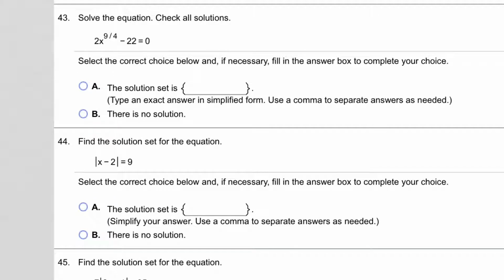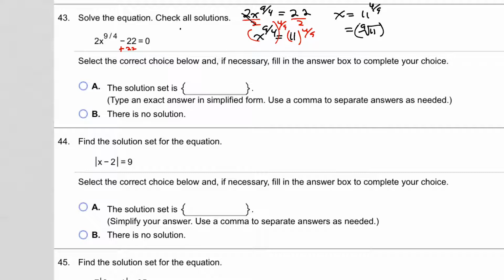43. Let's isolate the x. So add the 22. Divide by 2. Raise it to the 4/9 power. So x equals 11 raised to the 4/9. So that's going to be the 9th root of 11 squared, and that really isn't going to help much. And because this is a decimal, and basically my math lab will let you just leave it like this, okay?